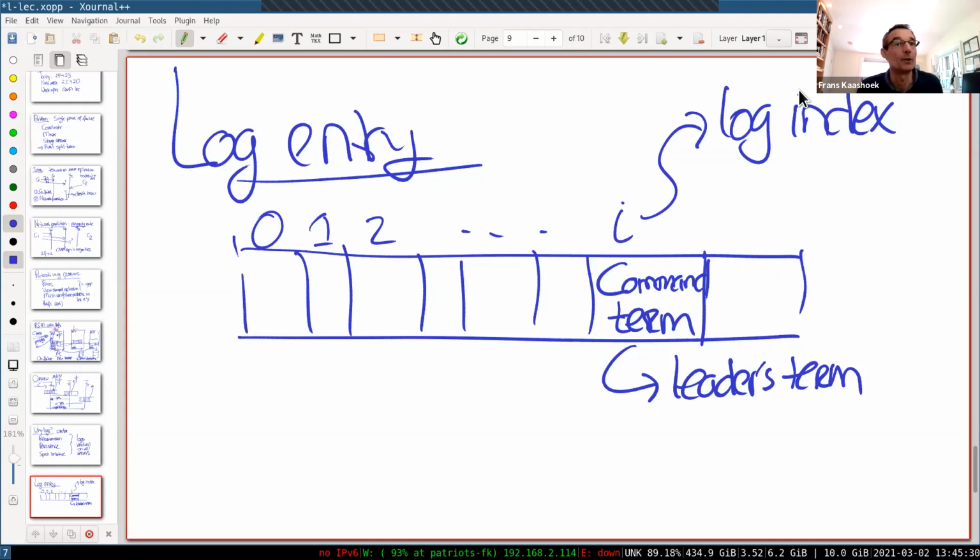Will uncommitted log entries be overwritten? Yeah, they might get overwritten. We'll talk about it later, but that's certainly possible.